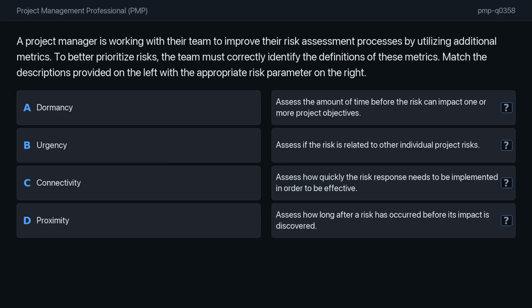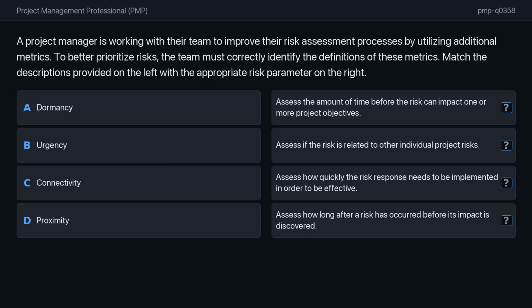The options are A. Dormancy, B. Urgency, C. Connectivity, and D. Proximity. The specific matching criteria are: first, assess the amount of time before the risk can impact one or more project objectives. Second, assess if the risk is related to other individual project risks.